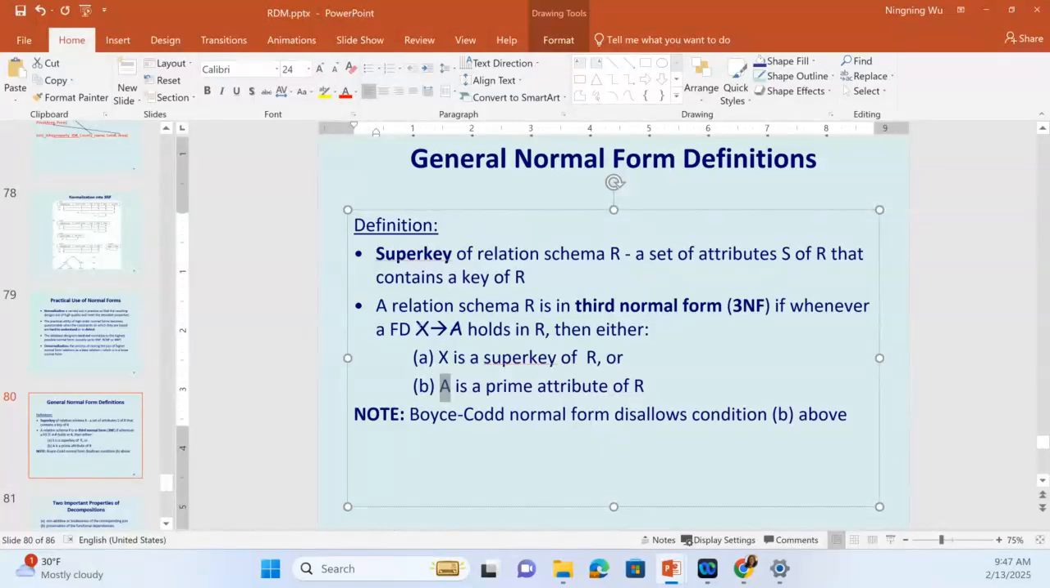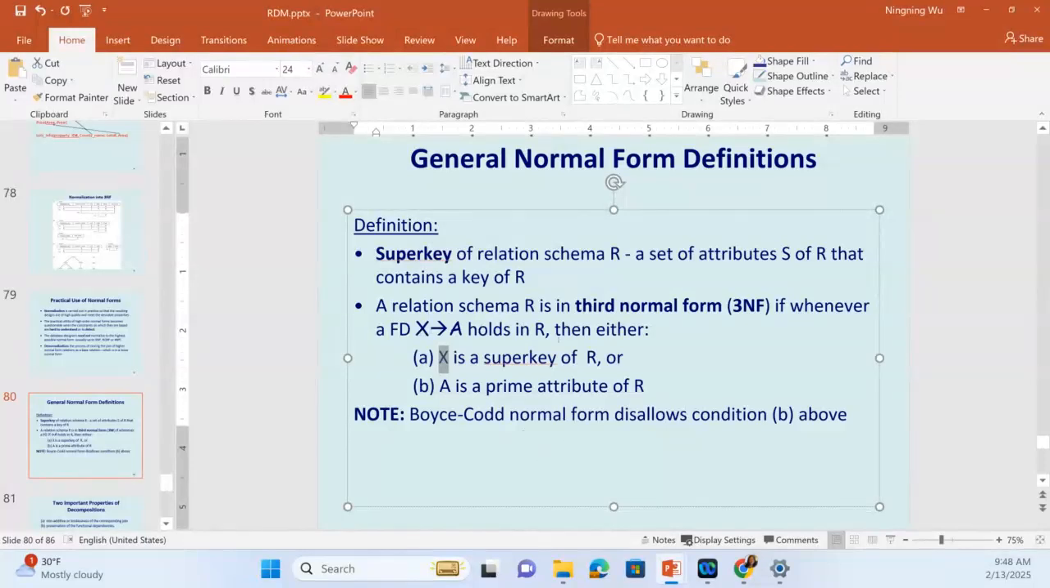The functional dependency is not good if both conditions are not satisfied. That means that X is not a super key and A is not a prime attribute. That means A is a non-prime attribute. So if both conditions are violated, then that functional dependency is not good. If X is not a super key and A is also a non-prime attribute, that means the functional dependency can be either partial or transitive.